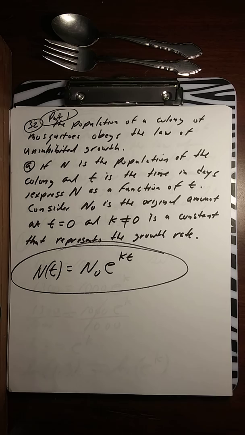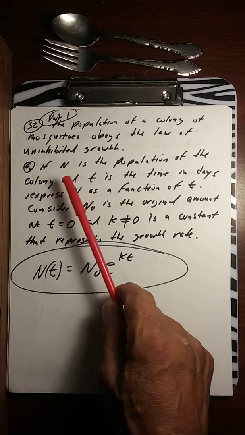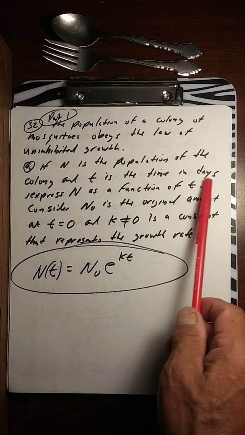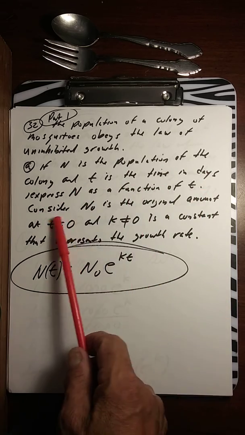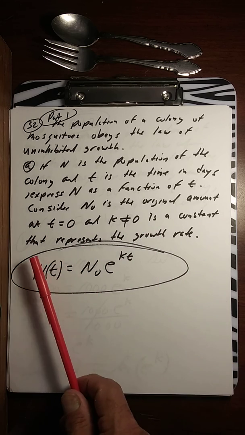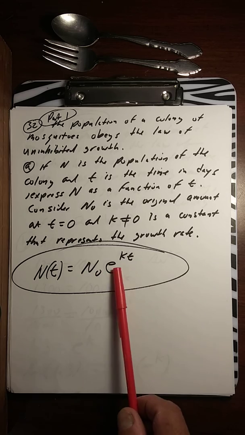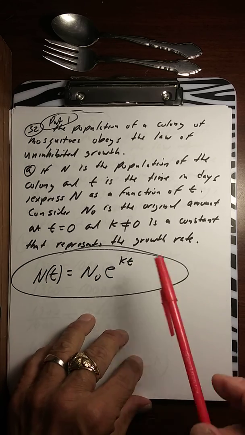The population of mosquitoes obeys the law of uninhibited growth. If N is the population of the colony and t is the time in days, express N as a function of t. Consider N0 as the original amount at t equals 0, and k, not equal to 0, as a constant that represents the growth rate. So this is the formula. N of t equals N0, original, times e to the kt.